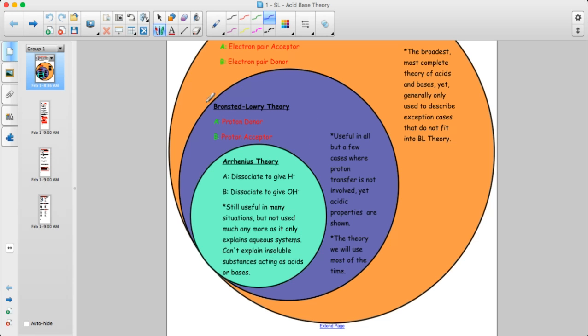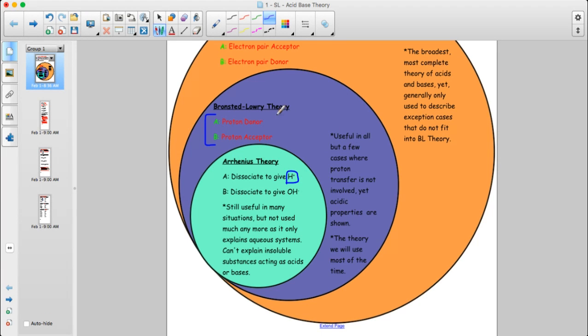The one that we're going to use in the SL class is the Bronsted Lowry theory of acid-base behavior. In this situation, instead of looking at both H plus and OH minus ions, we're only going to look at H plus ions. An H plus ion really is a proton. It's lost its one electron, so all that remains in the hydrogen is a proton. So the Bronsted Lowry theory focuses only on proton transfer. Acids are things that donate or give away protons, and bases are things that accept protons.